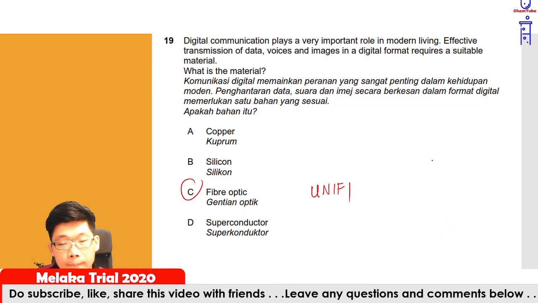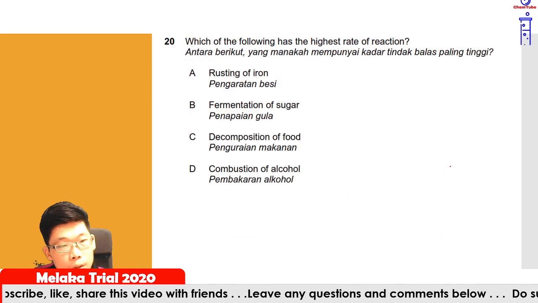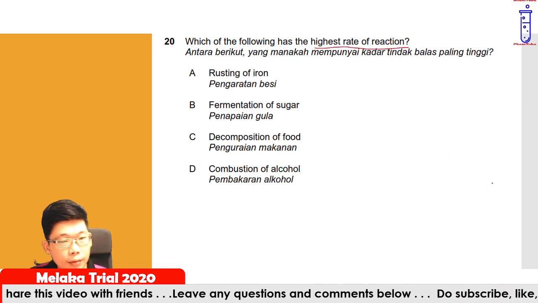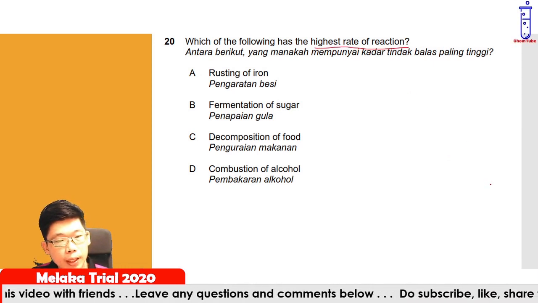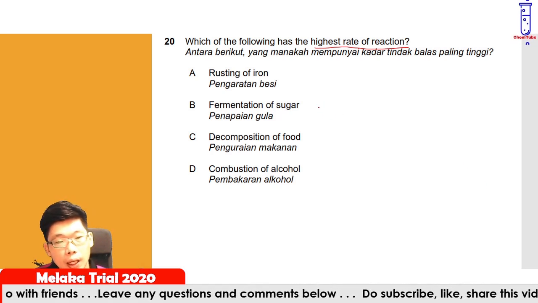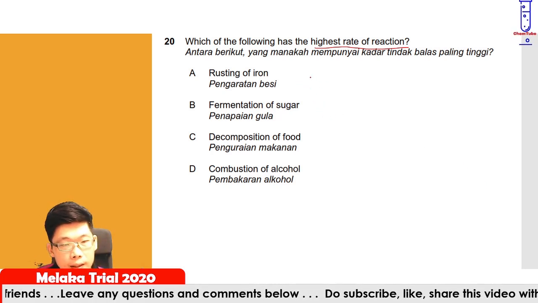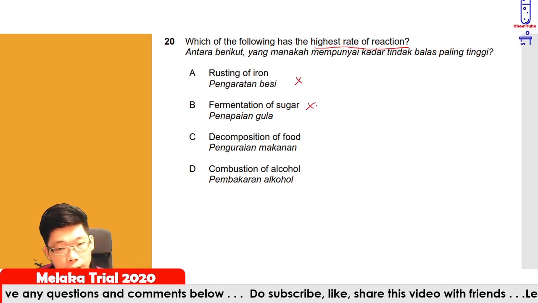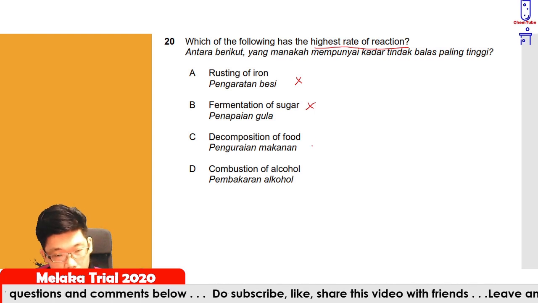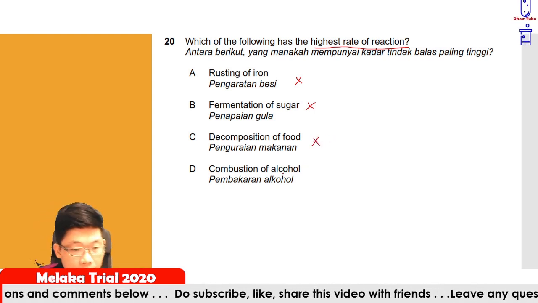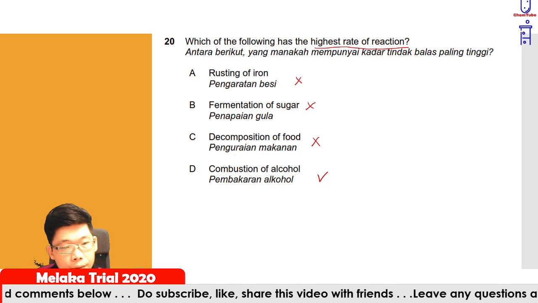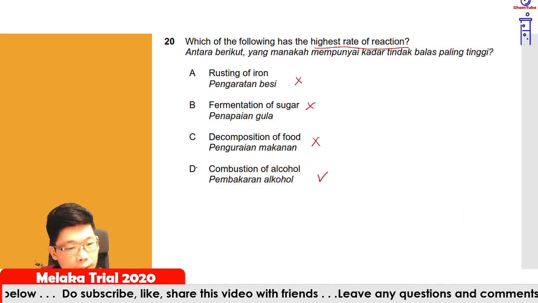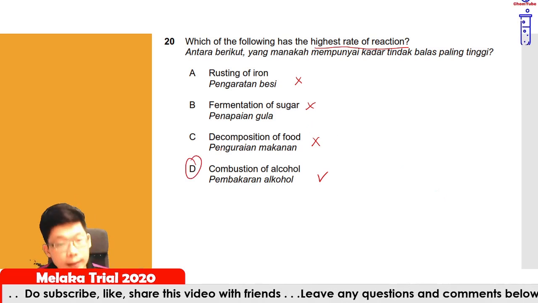Okay, which of the following has the highest rate of reaction? Highest rate of reaction. Okay, so rusting takes a long time. Fermentation also takes a long time. Decomposition of food by bacteria also takes a long time. Then combustion, among the four options here, combustion of alcohol has the highest rate. Okay, so D is the answer.